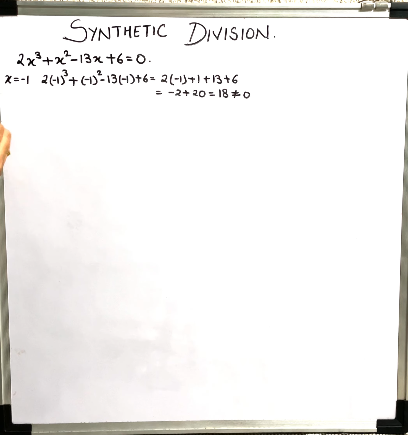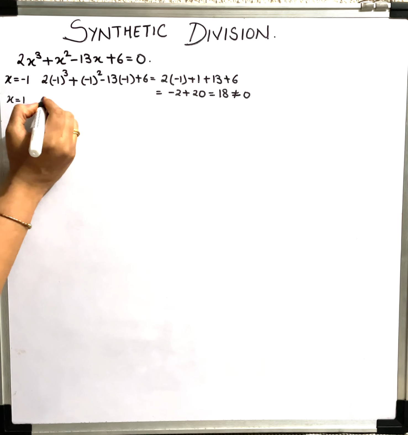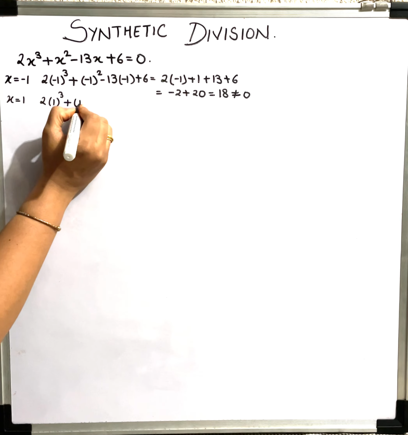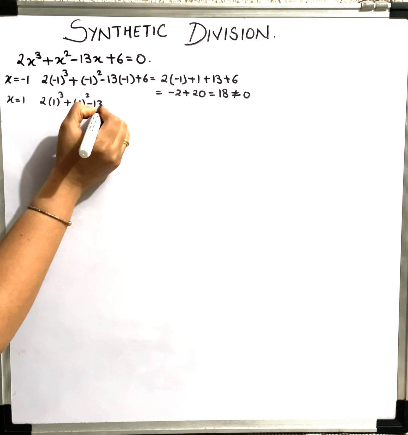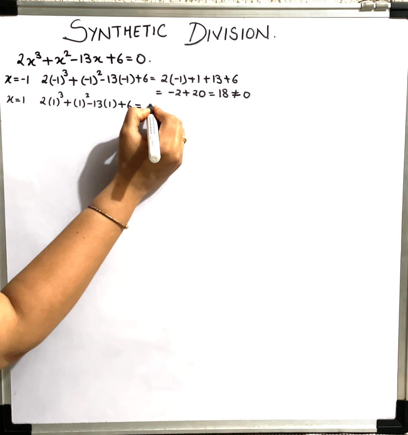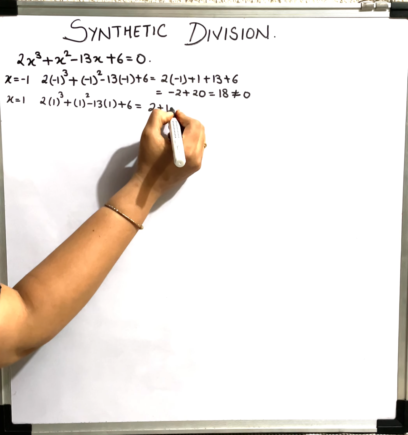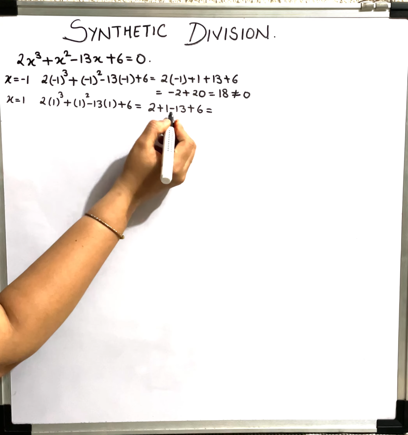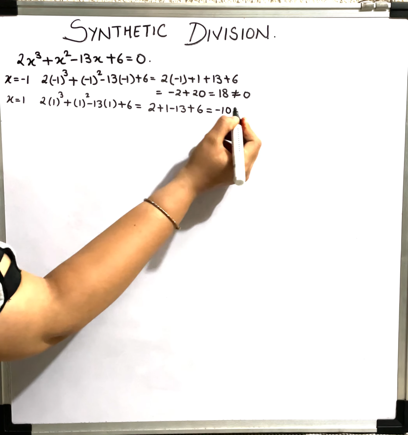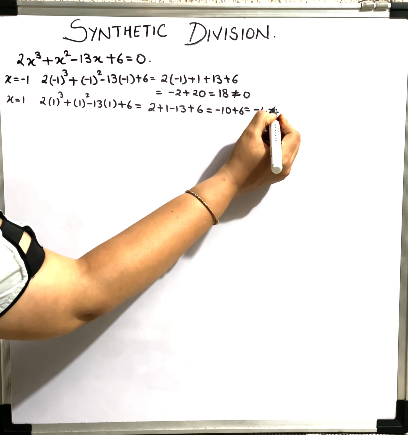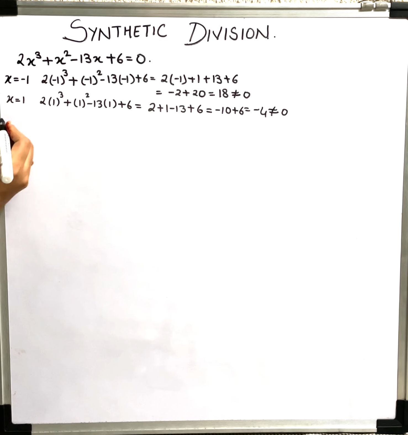So I move on to the next number. For example, x is equal to 1. Again repeating the same procedure, 2 into 1 cube plus 1 square minus 13 into 1 plus 6. Evaluating it, it gives me 2 plus 1 minus 13 plus 6. So 2 plus 1 is 3, 3 minus 13 is minus 10, plus 6, which gives me minus 4. That is again not equal to 0. So I move ahead to the next number.